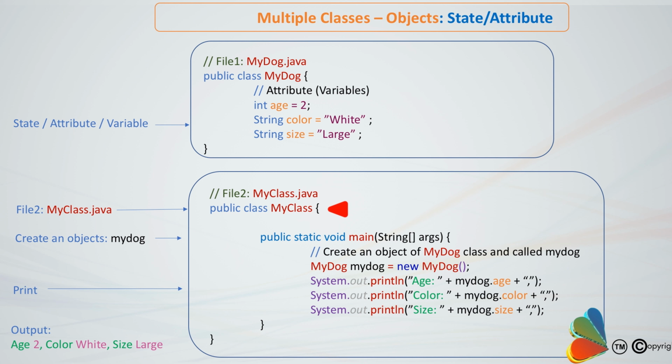Let's look at the second file, my class. Name of the class is my class. The main method is under my class. Create an object of my dog class and call it my dog.